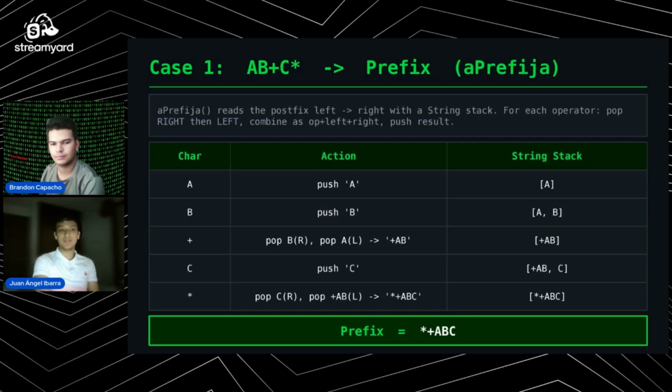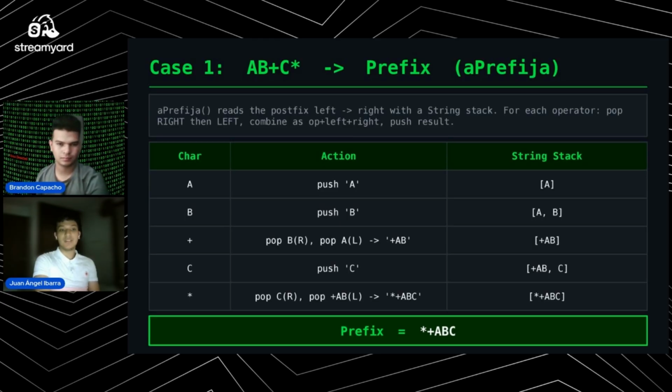Now the prefix. The prefija method takes the postfix A B + C * and converts it to prefix by reading left to right, using a stack of strings. For each operand, we push it as a string. For each operator, we pop the right operand first, then the left, combine them as operator plus left plus right, and push the result. We read A and push it as a string, so the stack holds A. We read B and push it. The stack holds A and B. We read the plus. We pop B as the right, pop A as the left, and form the string plus A B. We push it.